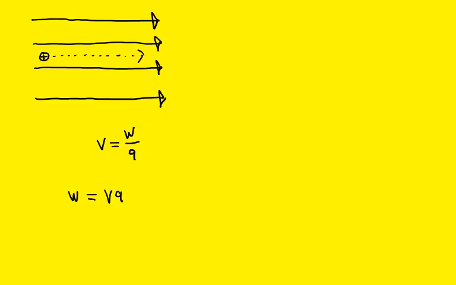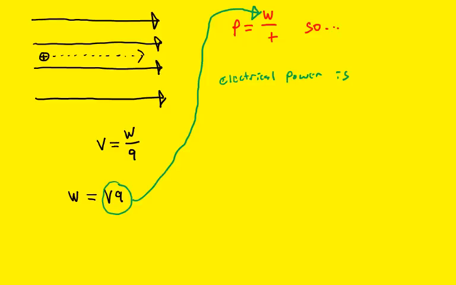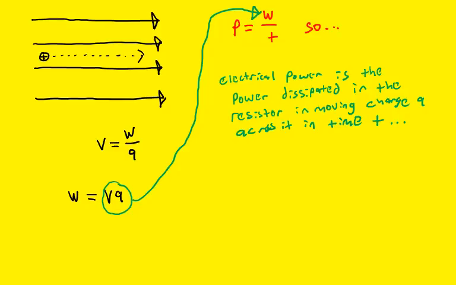Now, if we rearrange that, we multiply the voltage times the charge, and we get the work as it brings it across. Power is how much work we do in time. So if we place that in there, we have voltage and we have Q. Electrical power then is the power dissipated in the resistor in moving a charge Q across the resistor in time t. And so this is a technical definition that you're going to want to write down.